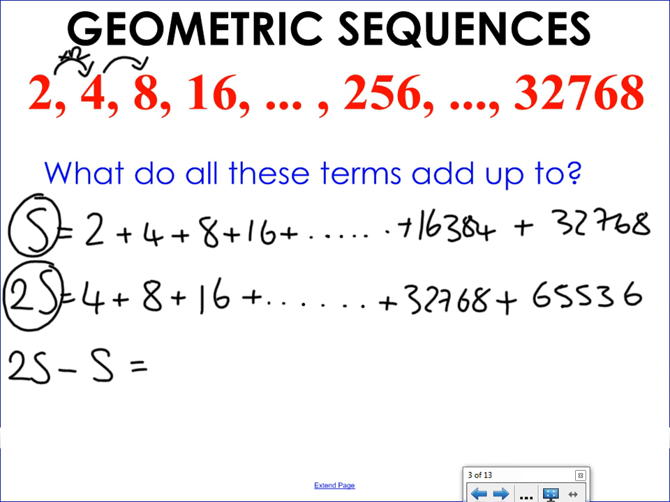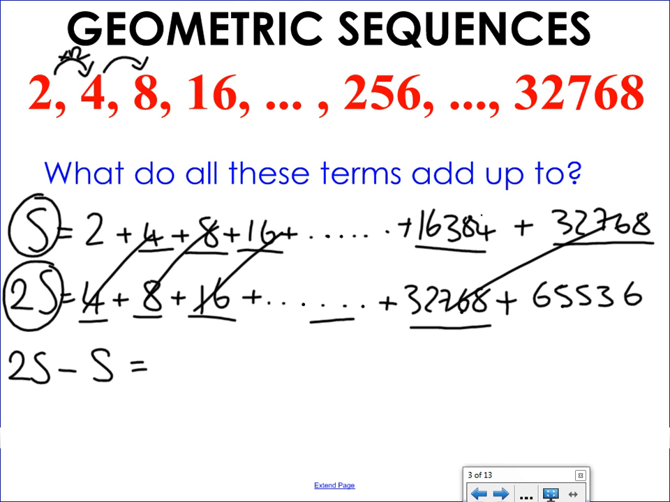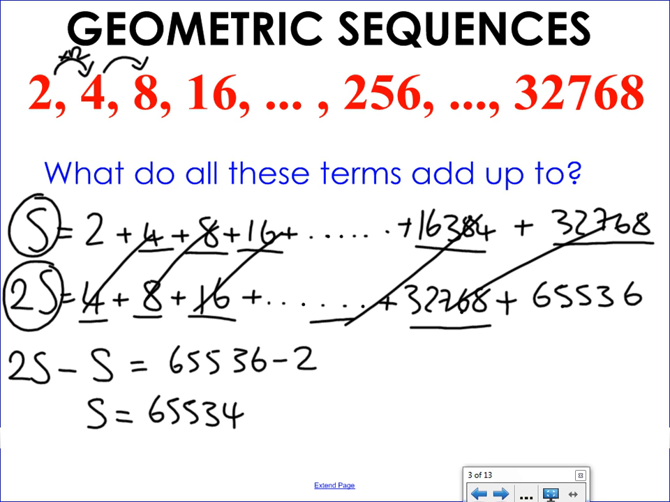Now, what that means is this one here is having that taken off it, and this one having that taken off it, and this 16 minus this 16, and this 8 minus this 8, and this 4 minus this 4. So all of this is going to be gone in the subtraction, and I will end up with 65536 minus 2. So 2s take away s, which is s, is 65534. And I didn't even need a calculator to add up all of that, which is pretty cool, I think.